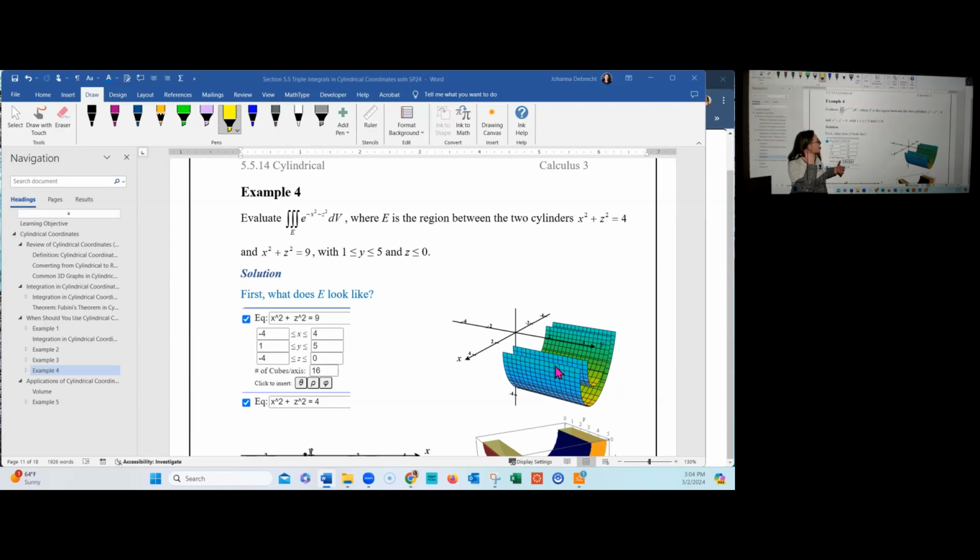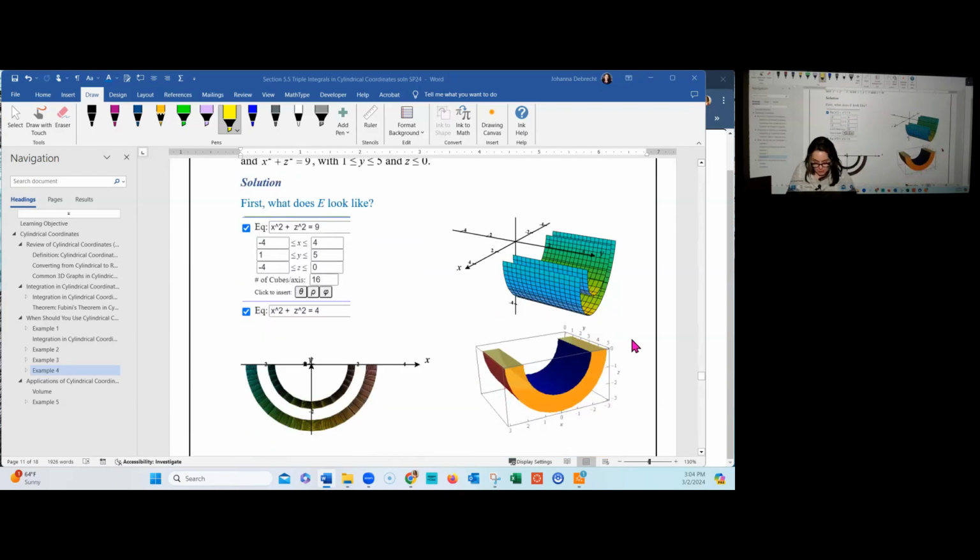When we're thinking about it, when we restrict between y equals 1 and y equals 5, we're slicing through with a plane at y equals 1 and a plane at y equals 5. We get the half circle cylinder shapes that you see here. CalcPlot 3D doesn't have a way of drawing the region when you can't represent it in terms of z.